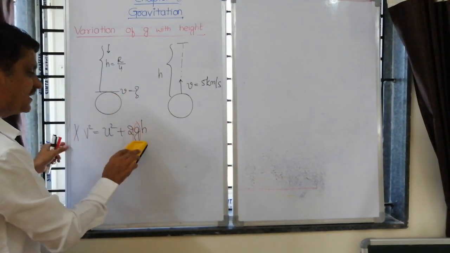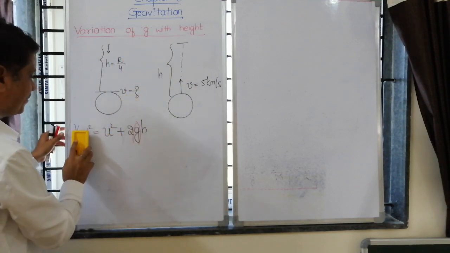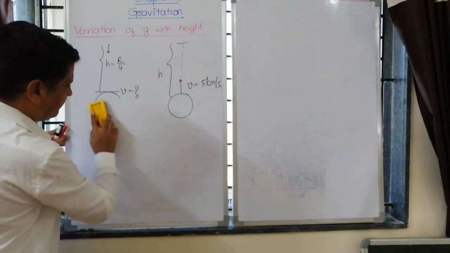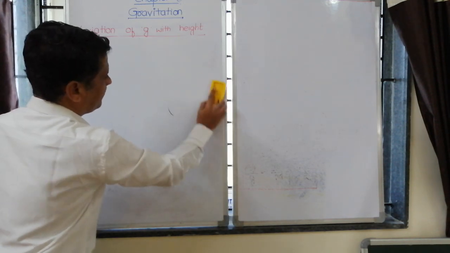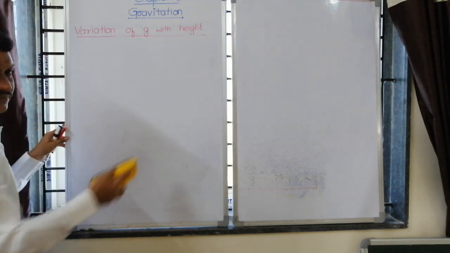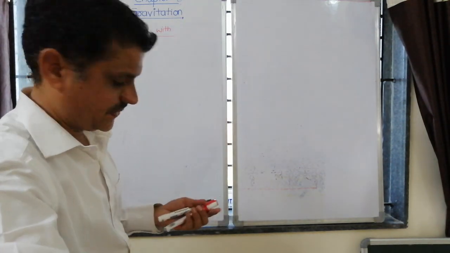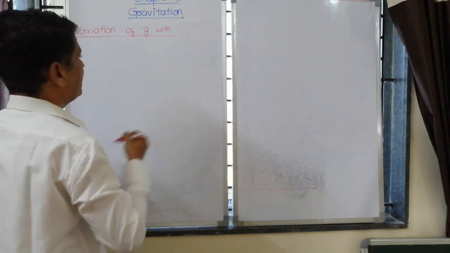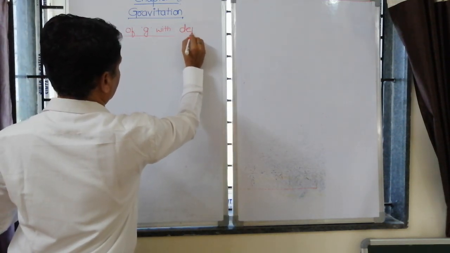Here I can calculate the variation of g with integration, no problem, but the calculation becomes lengthy, hence I am not solving this kind of question here. Only level 1 questions I have taken here. Level 2 questions we will take next. And the next heading is variation of g with depth.